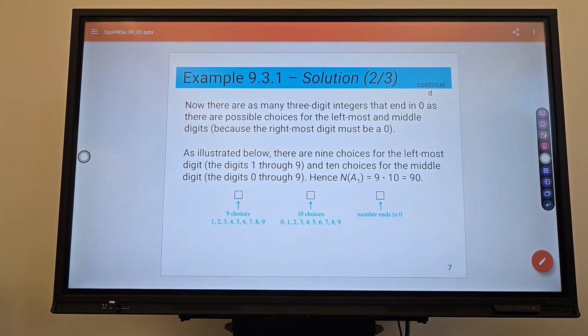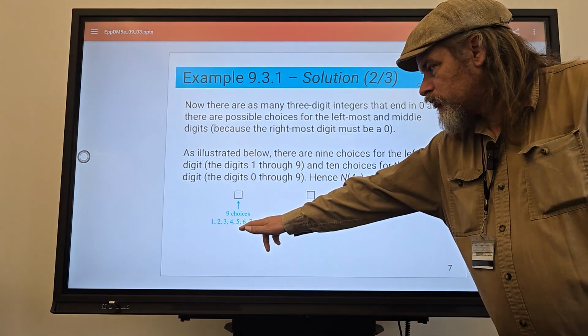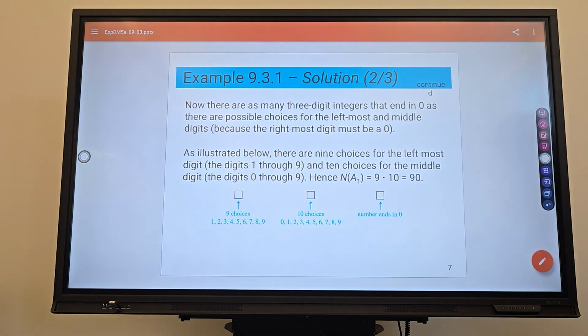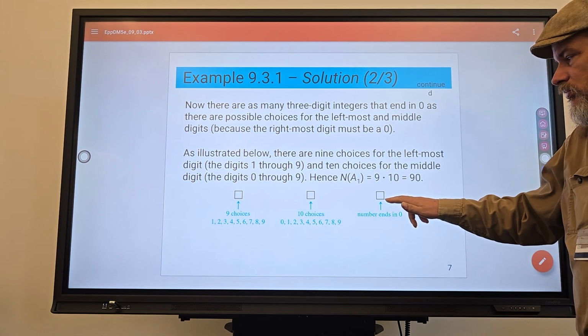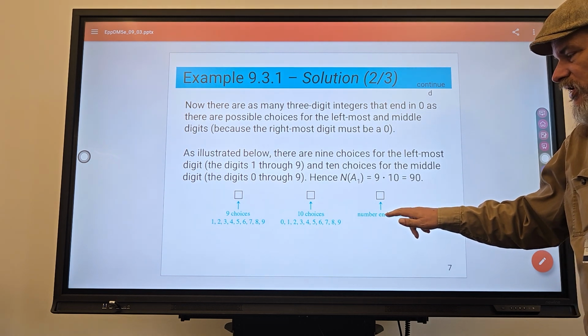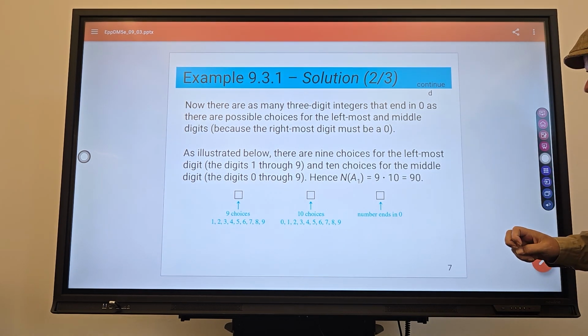Now, there are as many 3-digit integers that end in 0 as there are possible choices for the leftmost and middle digits. How many possible choices are there for those? There are 9 choices for the leftmost digit, because you can't have 0 in the first digit. And there are 10 choices for the second digit, and just 1 choice for the third digit. It has to end in 0. So it would be 9 times 10, or 90.